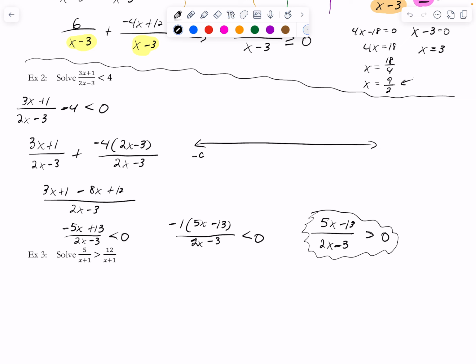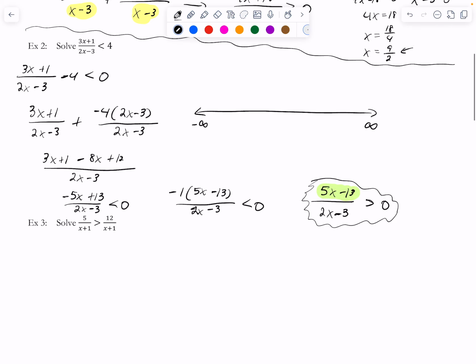I'm going to draw my number line. I've got negative infinity here, positive infinity here. And if I look at my numerator and my denominator, numerator, if I set that equal to 0, 5x minus 13 equals 0. 5x equals 13, so x equals 13 fifths, which as a decimal is going to be 2.6. So I'll put that here, 2.6.